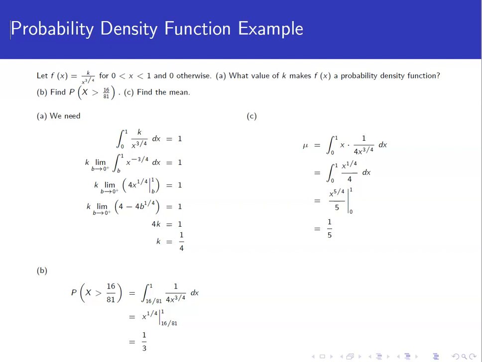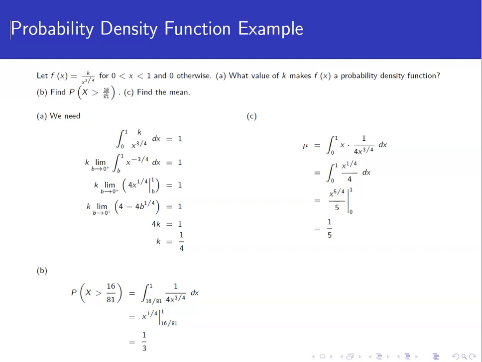B asks us to compute the probability that x is actually greater than 16 over 81. And C asks us to find the mean. So to figure out what the k value is, we need to set the integral over the entire interval equal to 1. In this case, the only parts where f can be non-zero is between 0 and 1.